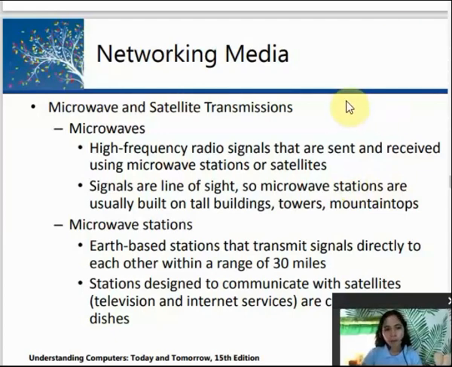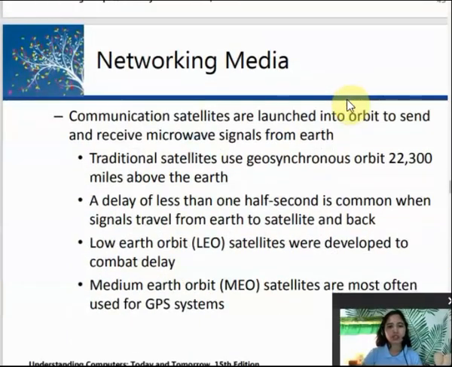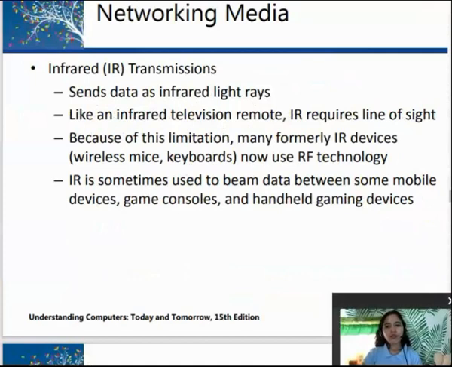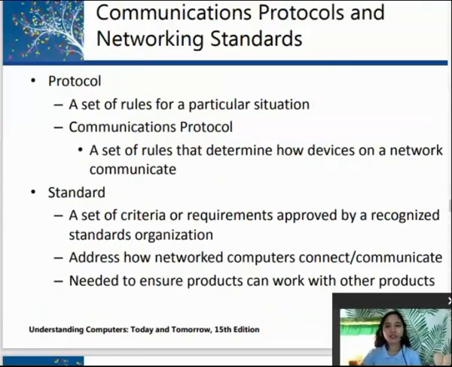Aside from microwave, we also use satellite transmissions. Communication satellites are launched into orbit to send and receive microwave signals from Earth. Or, we can use infrared transmissions. Infrared transmissions send data over short distances as infrared light rays.